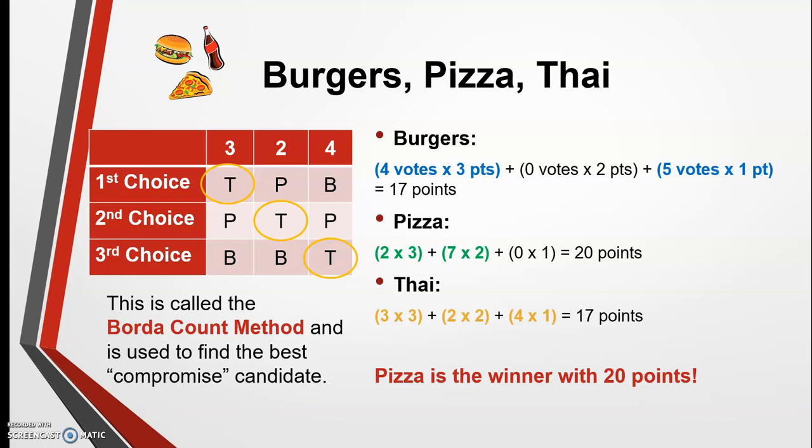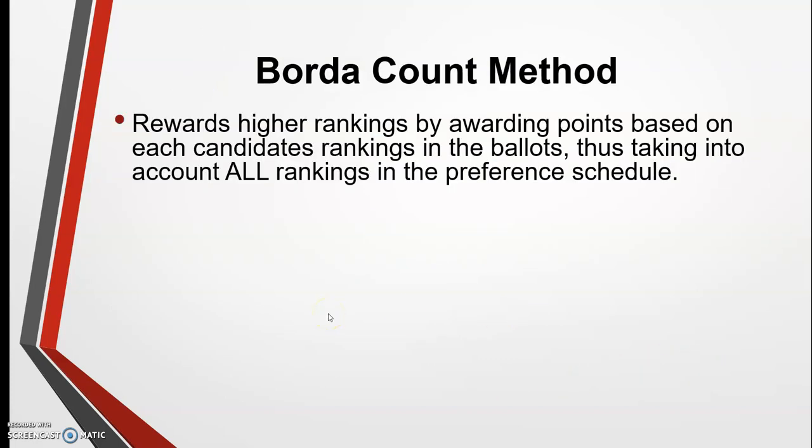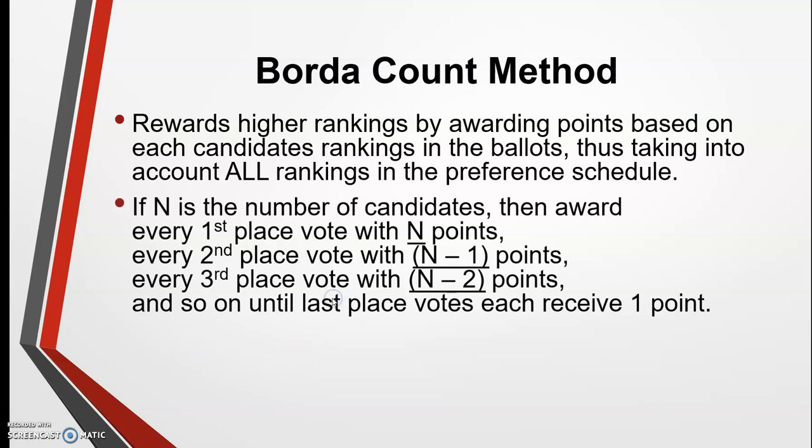So the Borda Count method is used to find the best compromise candidate, because it does take all voters' rankings into consideration, not just their first place vote. So the Borda Count method rewards higher rankings by awarding points based on each candidate's rankings in the ballots, and thus taking into account all rankings in the preference schedule.